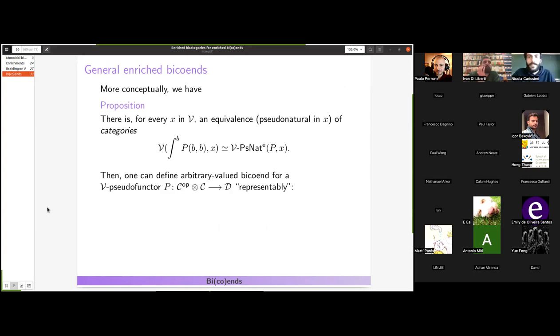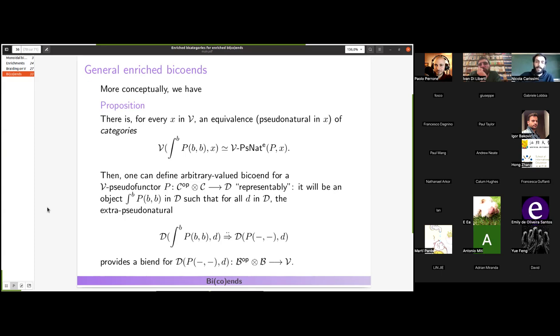And eventually, now really eventually, one can define bicoends for arbitrary valued pseudofunctors. So it would take values in any V-bicategory D and not just the closed V, representably. That means the bicoend is an object in D such that for every other object in D, the extra pseudonatural transformation obtained by applying the contravariant hom functor from D provides a bicoend for that V-valued pseudofunctor, for which we have defined already biends and bicoends. So that was everything.